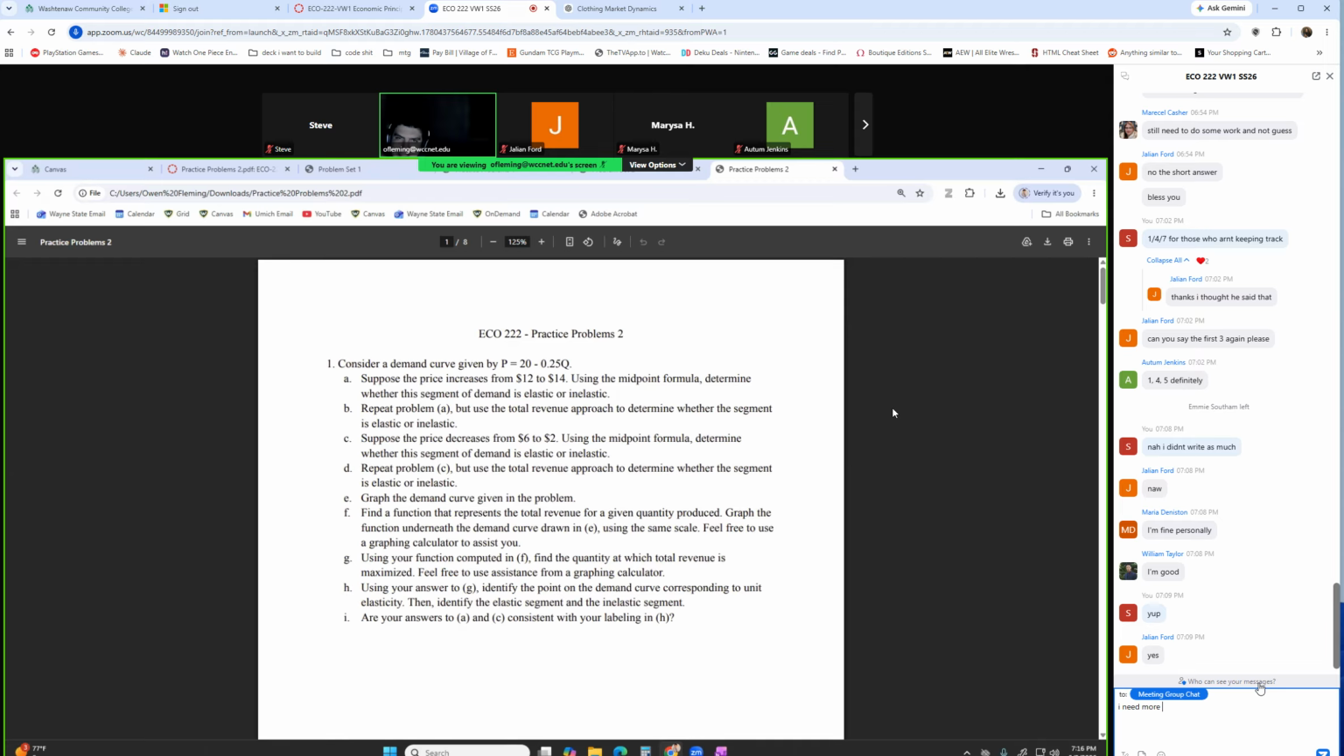Okay. The concepts here are good, but like I even say in this question, feel free to use a graphing calculator to assist you. So here you can see we're kind of going to get a little bit lofty here. So conceptually good, not exam material.